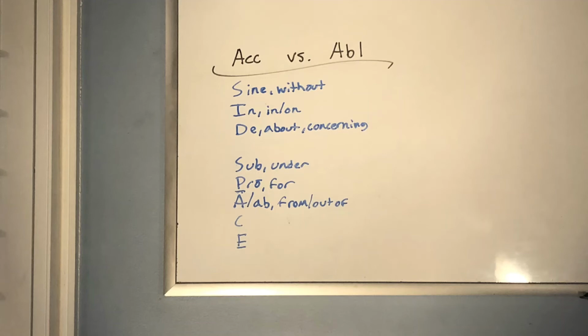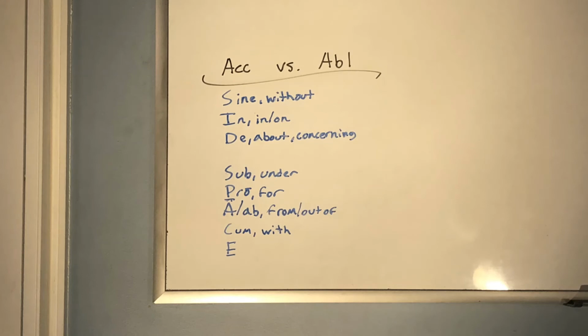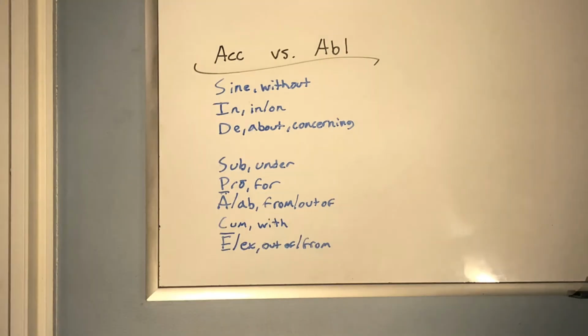You're going to use ad with a D a lot, so make sure that you distinguish between that one and this one. This one is a or ab with a B, meaning from or out of. The other one means to, towards, or at. The C is cum, meaning with, and the E is e or ex, meaning out of or from.